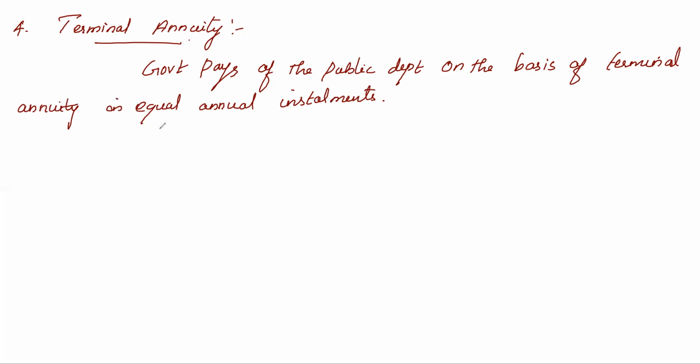Okay? So easiest way. Okay. Then next method is repudiation. So it is the easiest way for the government to get rid of the burden of payment of the loan.